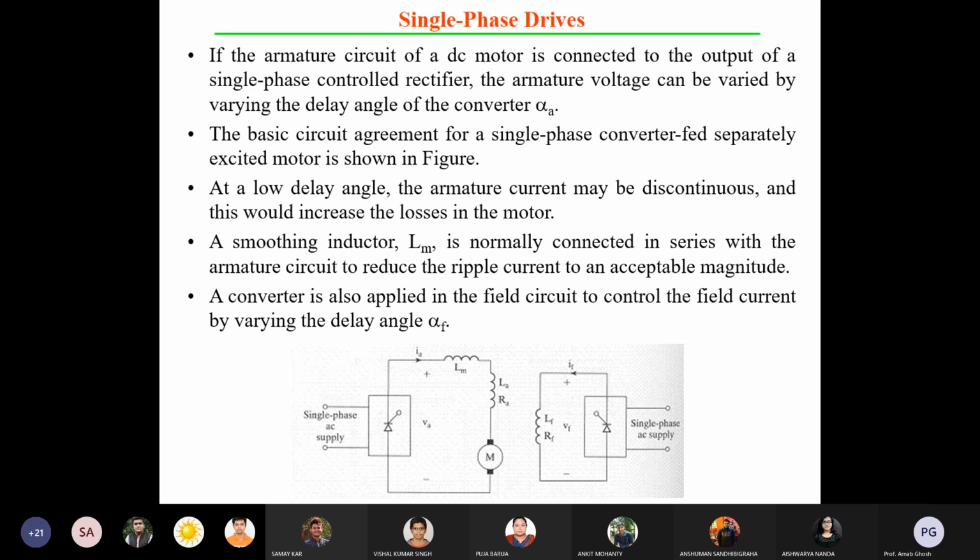Here you can see the different types of drives available, and the availability of your source. Single phase drives: in most cases in India, you know, there are 25 kV overhead lines. So single phase AC is already there. And what is the return path? The return path is your railway track.